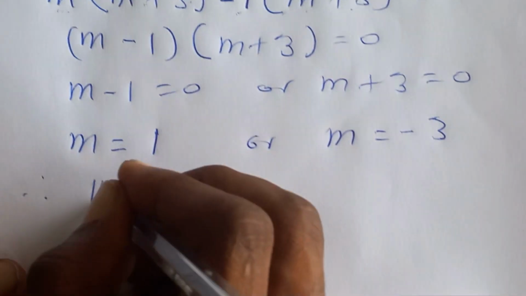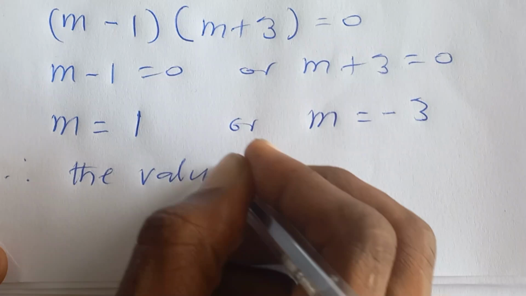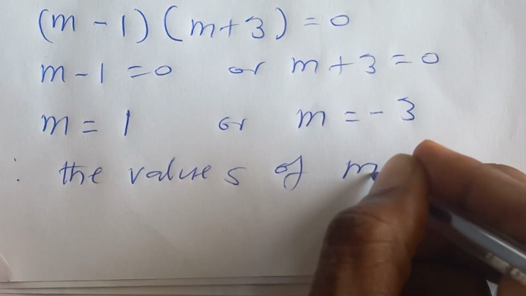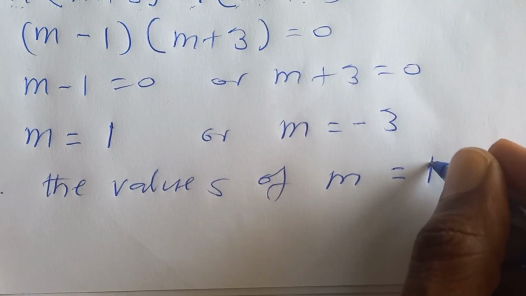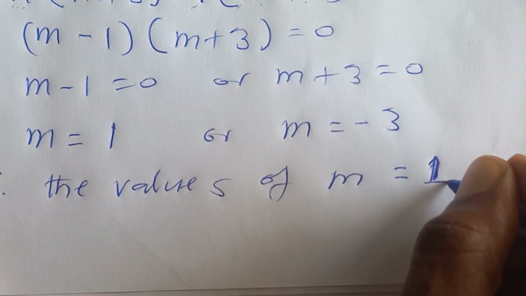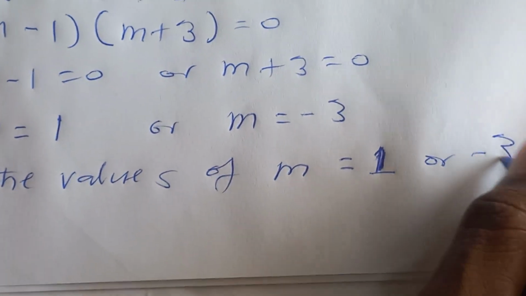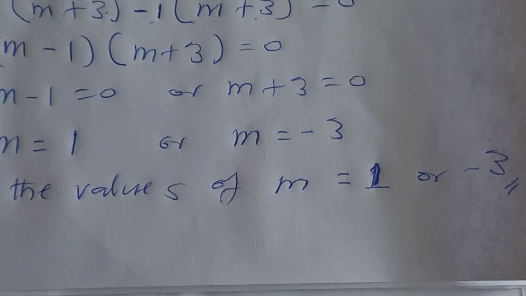Therefore, the values of m are 1 or -3. So these are the values for m.